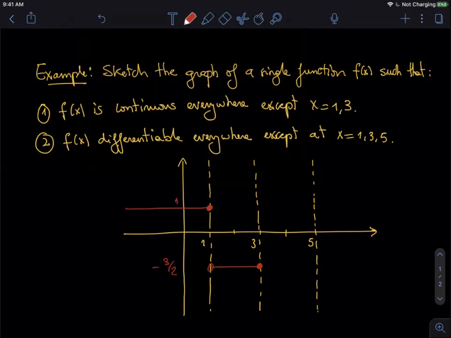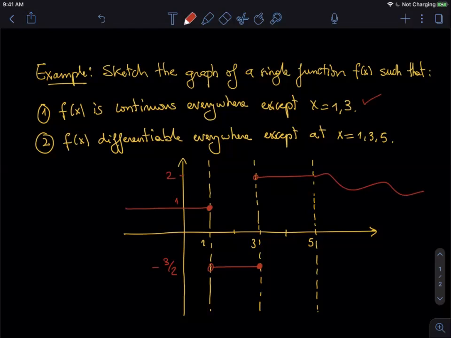And then we need continuous everywhere else. So let's say it goes from here, continuous all the way. It could be 2. And then it can just continue, right? But careful here, let's see if we have done everything we need. So it continues everywhere. So far so good, except 1 and 3. That's correct.